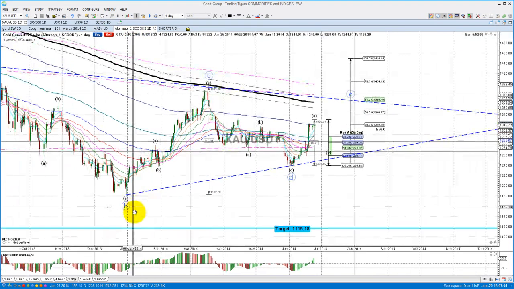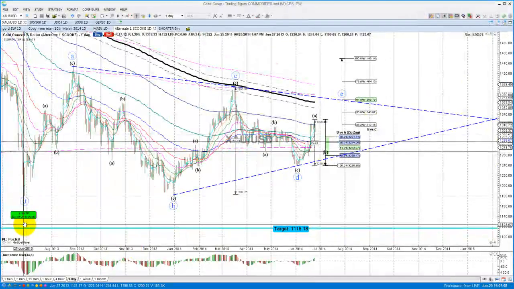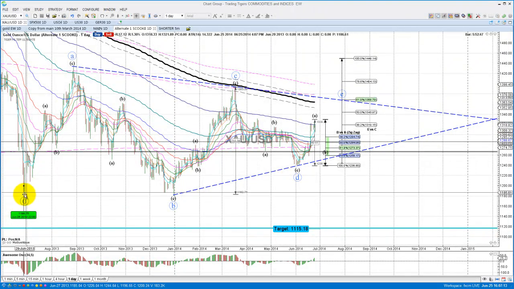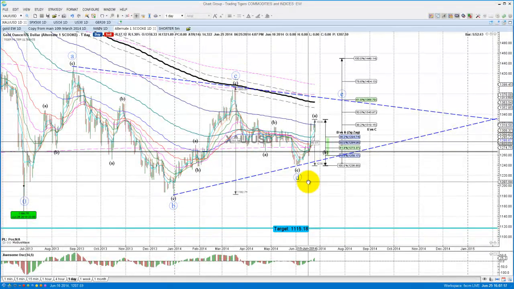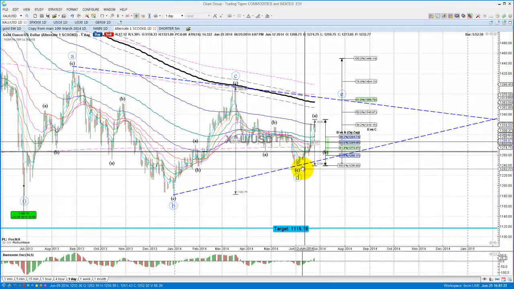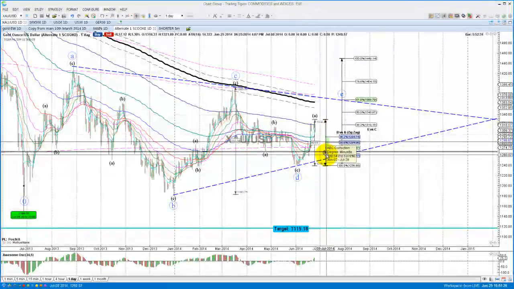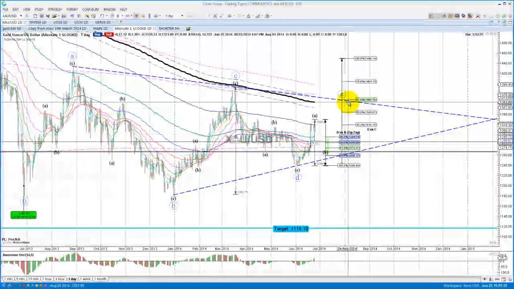As you can see, we're looking at a triangle formation, taking 0.0 at June the 26th, 2013. There's 0, there's A, there's B, there's C, there's D, and there's E. The substructure is an ABC corrective move, where the A, B isn't yet completed, and we're looking at B to reach around the 61.8 level at 127.37, and then moving up forward for that.